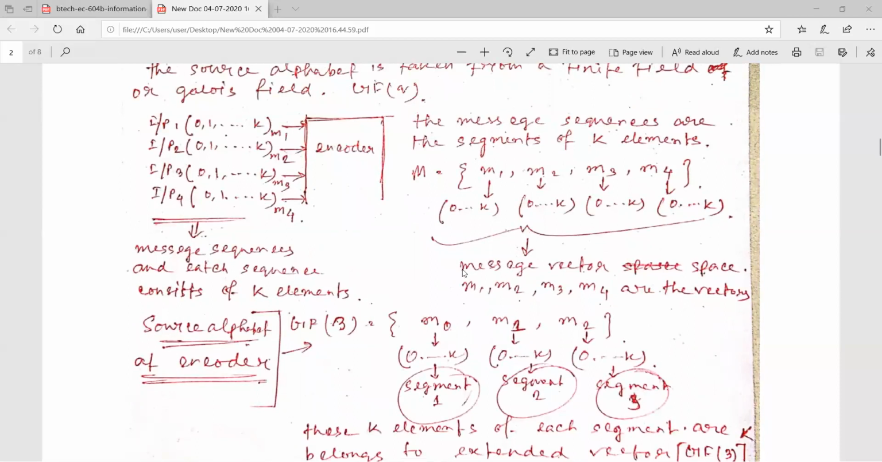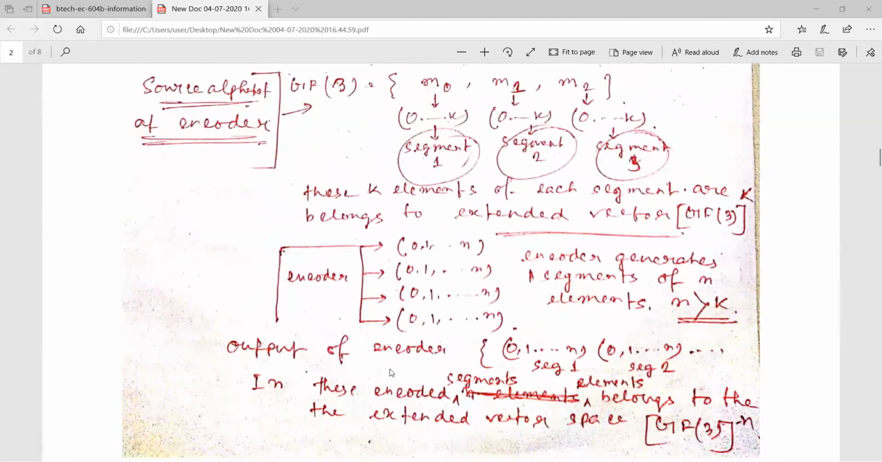This is the encoder, and we are transmitting segments of the messages, that means M1, M2, M3, M4, where each segment consists of k number of bits. At the output of the encoder, we generate the encoded sequence. Mind it, each encoded sequence consists of n number of bits, and as you know, n is greater than k.